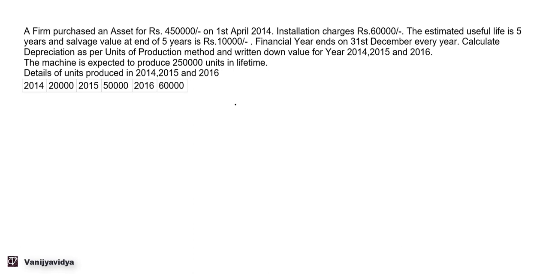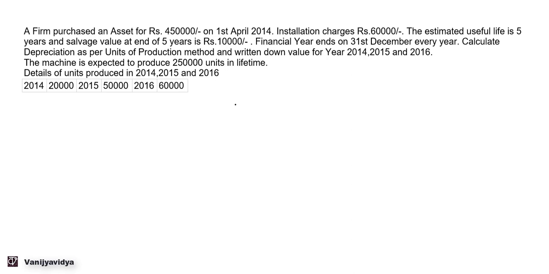A firm purchased an asset for rupees 4,50,000 on 1st April 2014. Installation charges rupees 60,000. The estimated useful life is 5 years and the salvage value at the end of 5 years is 10,000. Financial year ends on 31st December every year. Calculate depreciation as per units of production method and written down value for year 2014, 15 and 16. The machine is expected to produce 2,50,000 units in lifetime.